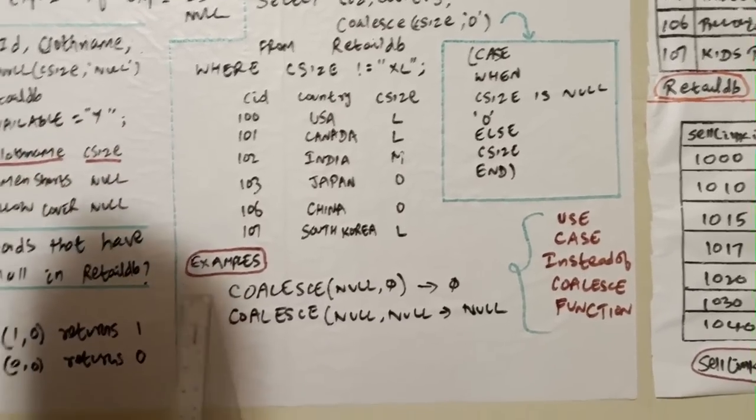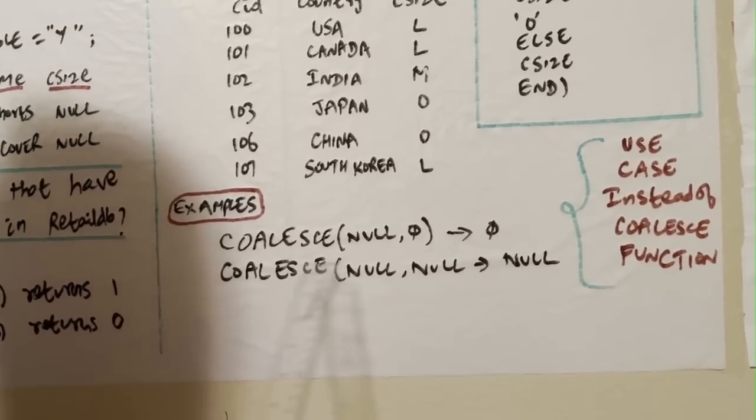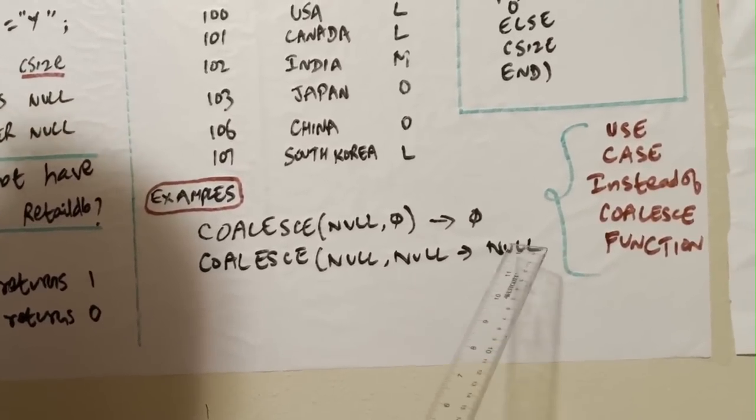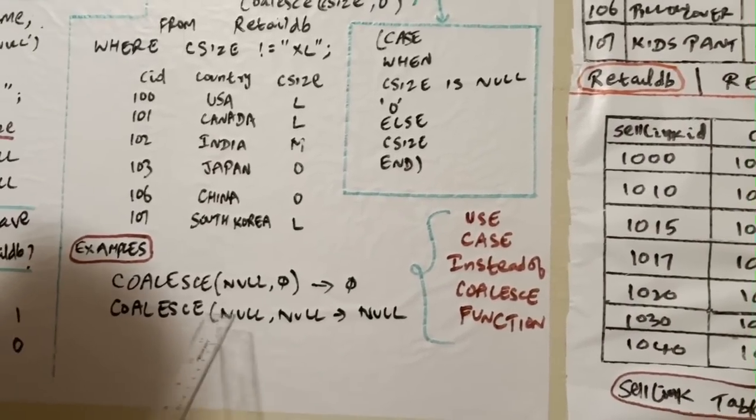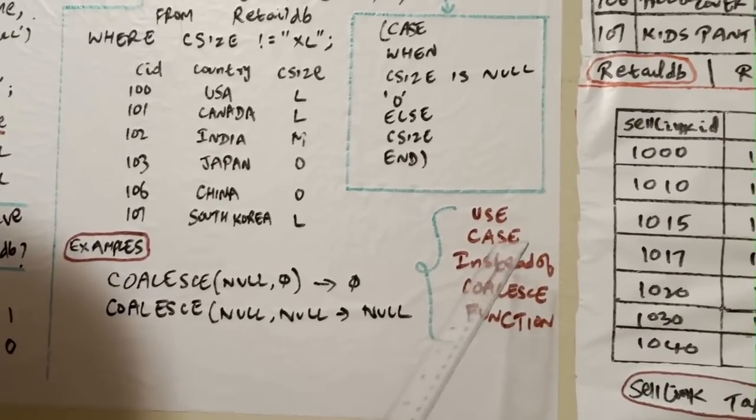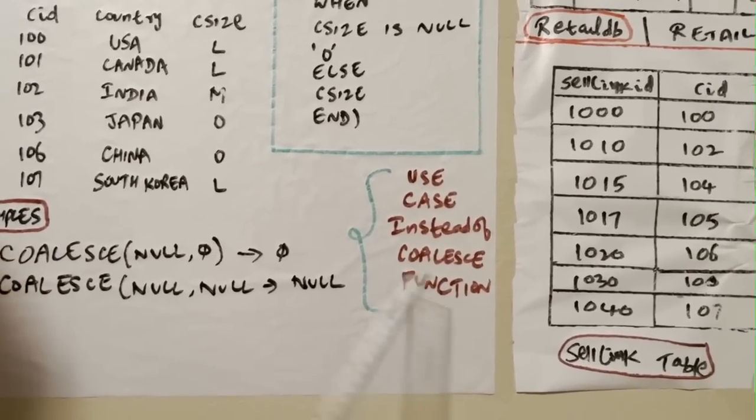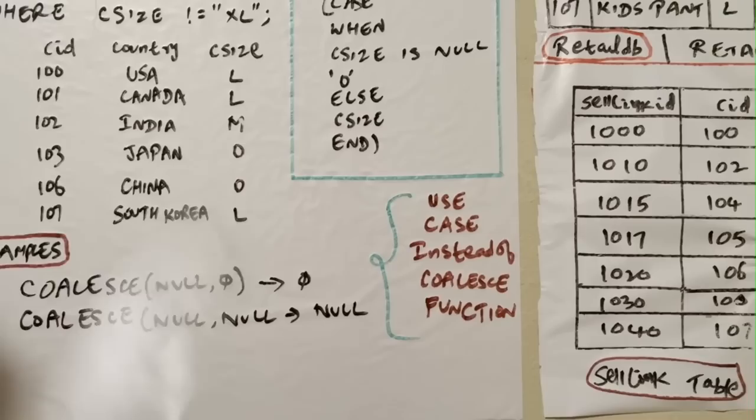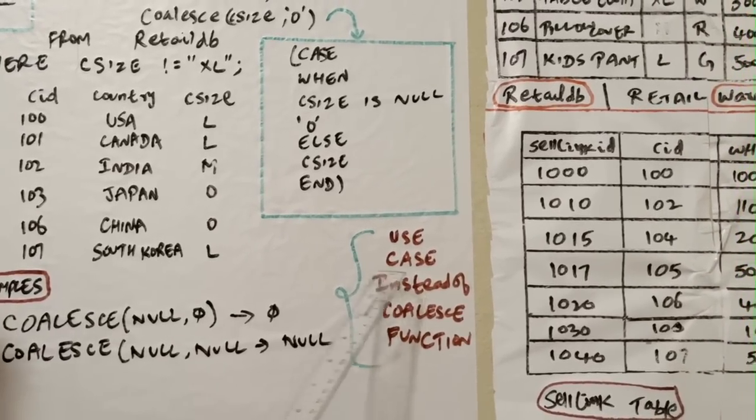This is another example. COALESCE of null, 0 returns 0. COALESCE of null, null will return null. So where do we use the COALESCE? We can use it with the case statement. Use case instead of the COALESCE function. It will return the same thing. Next I am going to show how to use it with the case statement. Let's move on to part 2 of this.